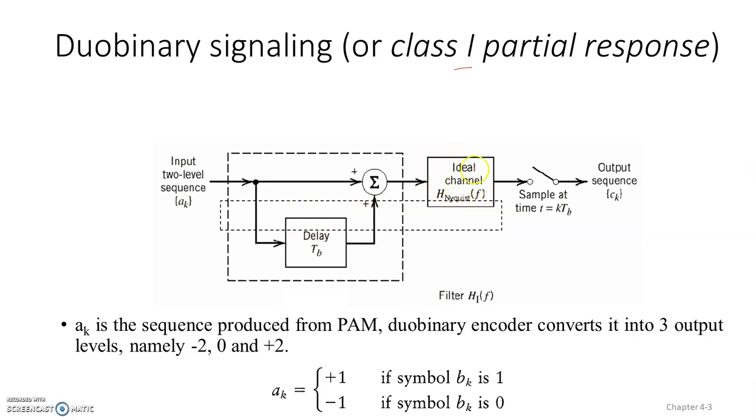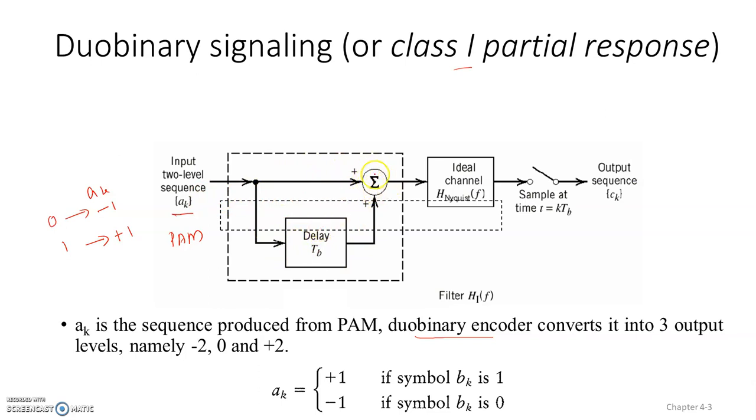This represents an ideal Nyquist channel. In front you have an extra block, which is a duobinary encoder. What does this duobinary encoder do? It takes the input A_k, which is a pulse amplitude modulated signal. If I have 0 as my input, the pulse amplitude modulated signal A_k will take the value -1. If 1 is my input, A_k will take the value +1. This A_k is given as input to the duobinary encoder.